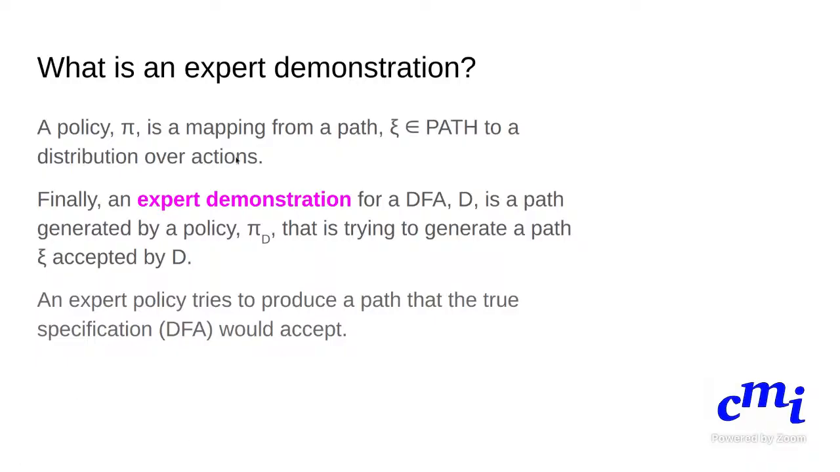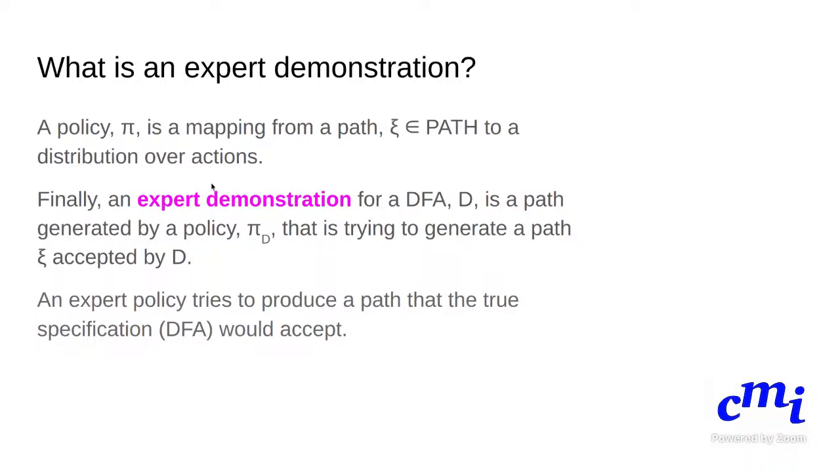This is a stochastic policy definition, if I'm right. It maps a path to a distribution over actions. It just assigns some probability to a path, though they have not defined it exactly. So finally, an expert demonstration is a path generated by the policy we have in hand, which then tries to generate a path accepted by the automata.